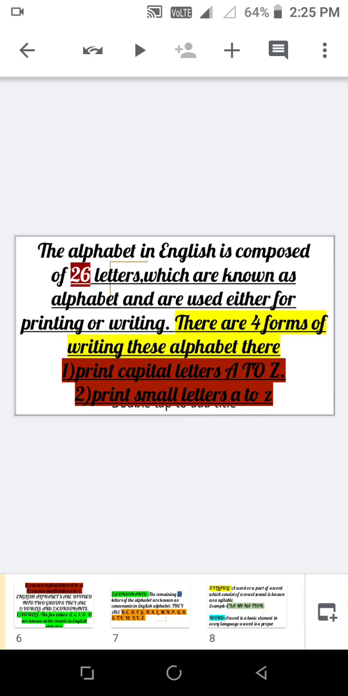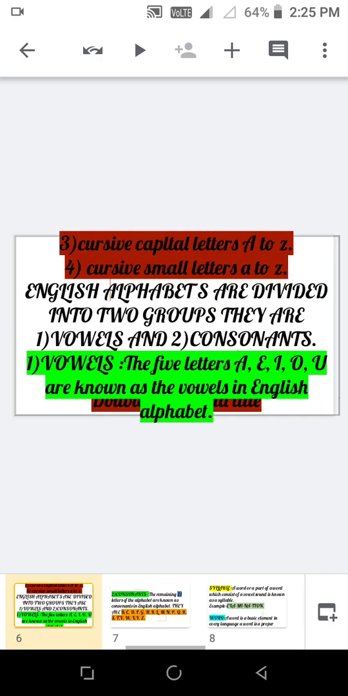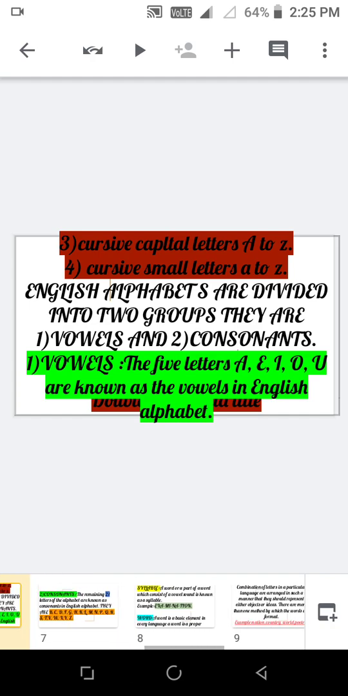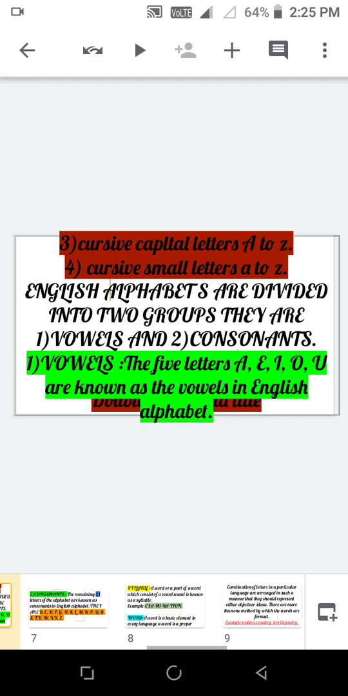Now let us know about the forms of letters which are used for printing and writing. There are four forms. The first is print capital letters A to Z, print small letters A to Z, cursive capital letters A to Z, cursive small letters A to Z. Now this is all about the letters.